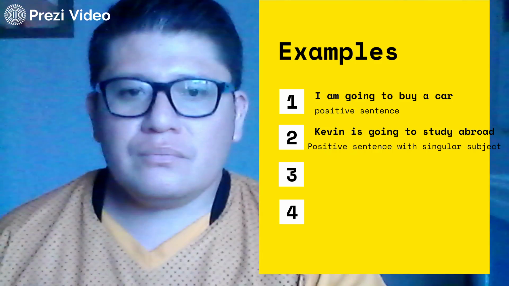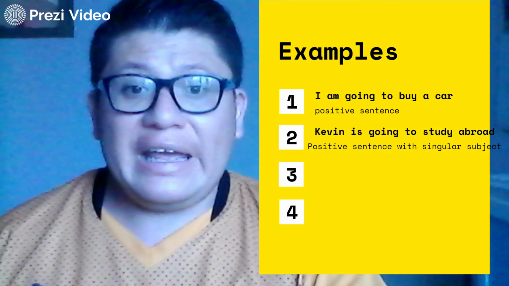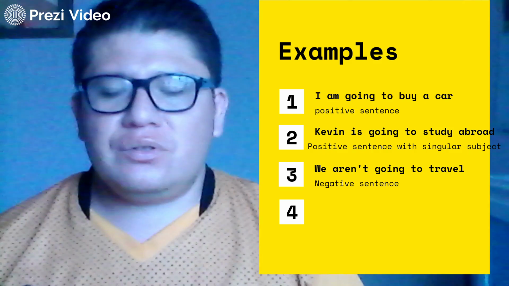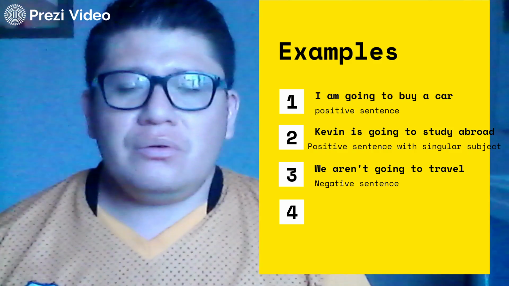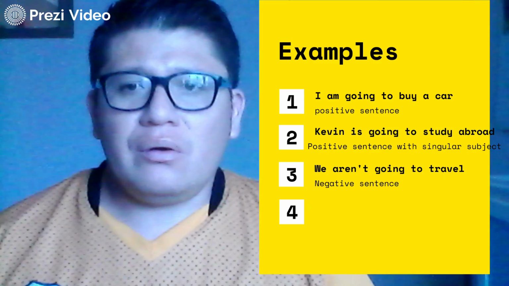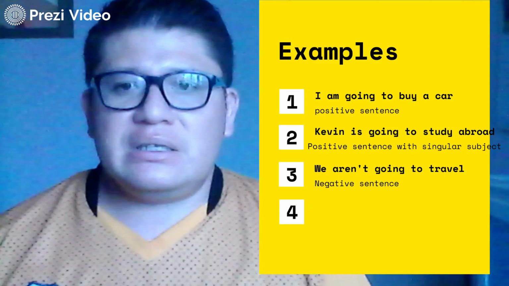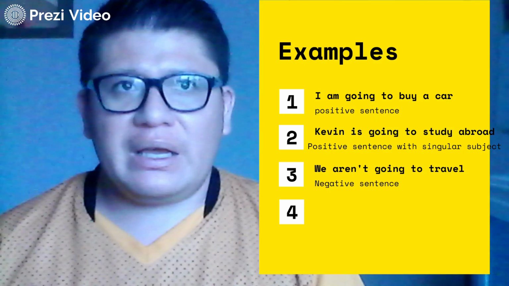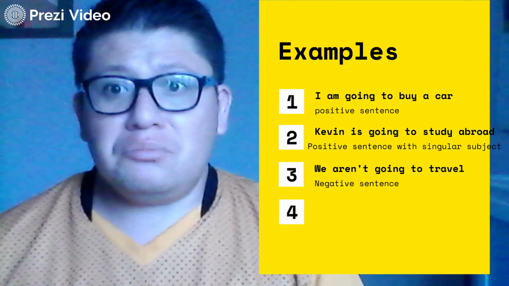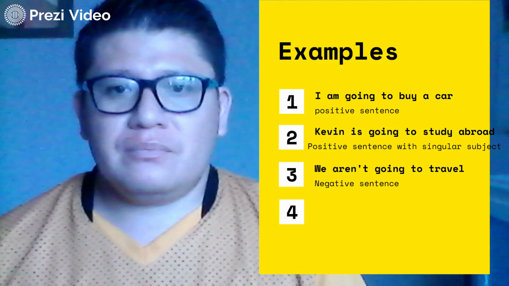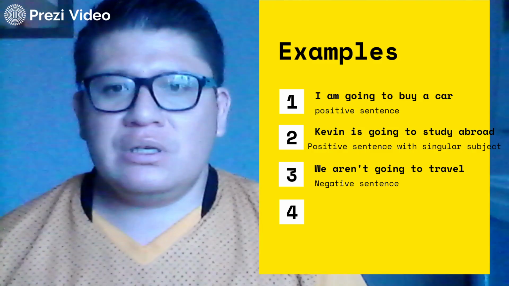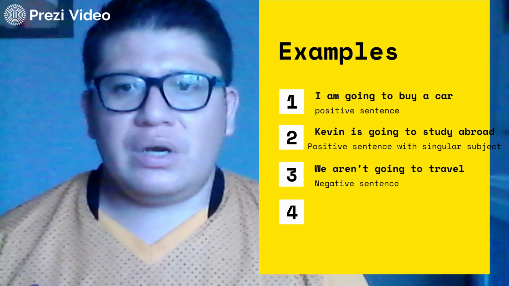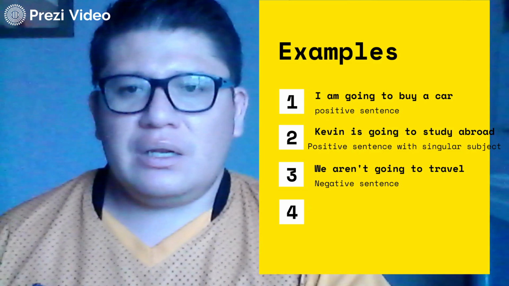Let's see a negative sentence. For example, we aren't going to travel. Maybe you want to go on vacation, but this time you don't have enough time, or you don't have vacations at your work, or you don't have money to go out. So this time you can say, we aren't going to travel. This is another prediction.